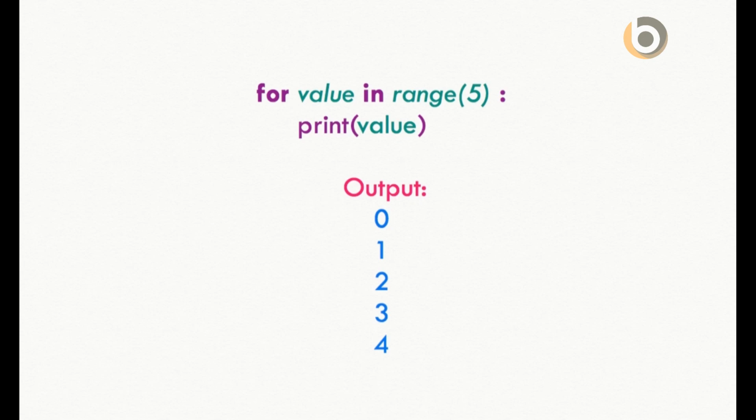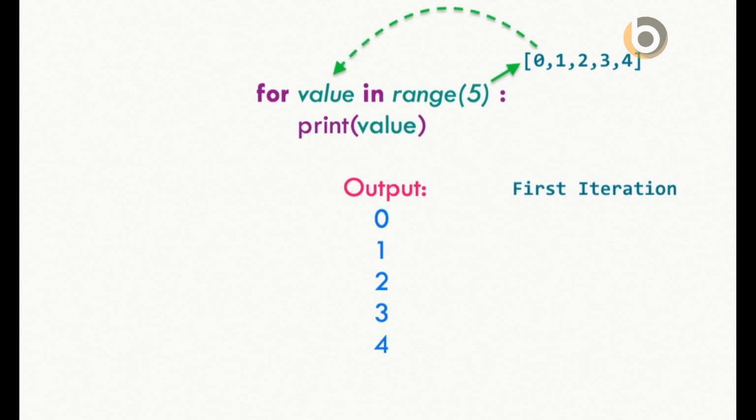In this example, we want 5 numbers from 0 to 4 to be printed on the screen. So we specify a range of 5, which will give us a list of numbers from 0 to 4. And for every number in the list, the loop will execute its body. So what it will do here is, first the range function will generate a list of 5 elements from 0 to 4. For the first iteration of the loop, the first value of the list, that is 0, will be inserted in the variable value, and then it will be printed by the print command in the body of the loop.